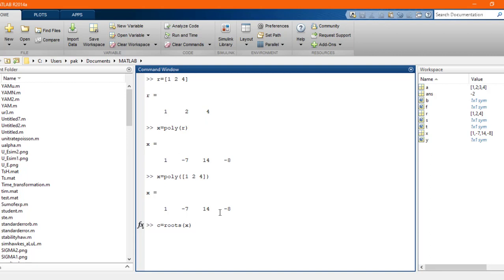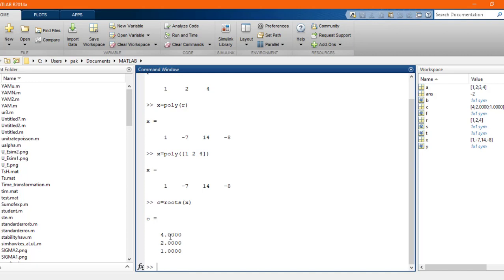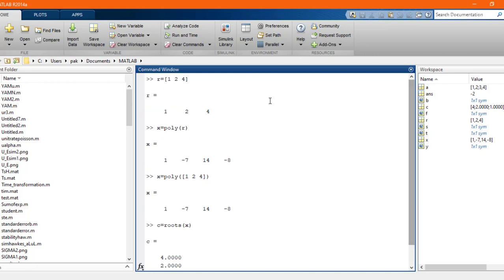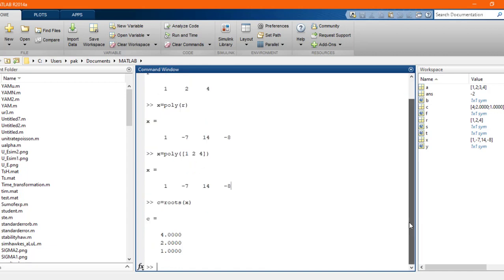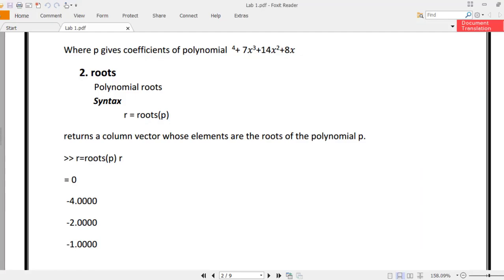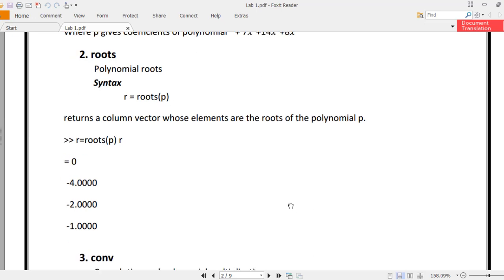X is the polynomial that we got in the last command, and I'll just press enter, and you can see that the roots that I got are 4, 2 and 1, and they are exactly the same roots that we had initiated our system with. So roots is the opposite of the poly command. It gives us the roots of the polynomial, and poly gives the polynomial from roots that we specify. So these are the 2 commands regarding rational expressions.